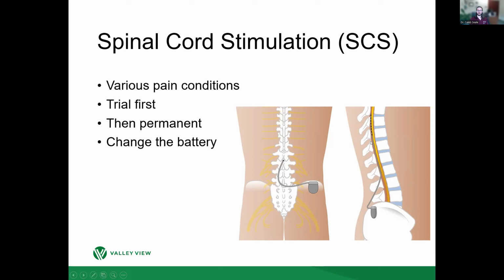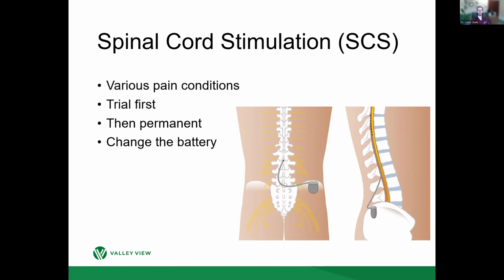At that week mark, you'll come back and see me. We'll take those leads out right here in clinic. They slide right out of your back, no problem at all. Shouldn't really cause any kind of pain or anything like that. We ask you, how'd it go? If you say, Doc, are you sure you have to take those leads out of me? That makes me really excited because I know for a fact that you really enjoyed it and a permanent stimulator can be very helpful for you.